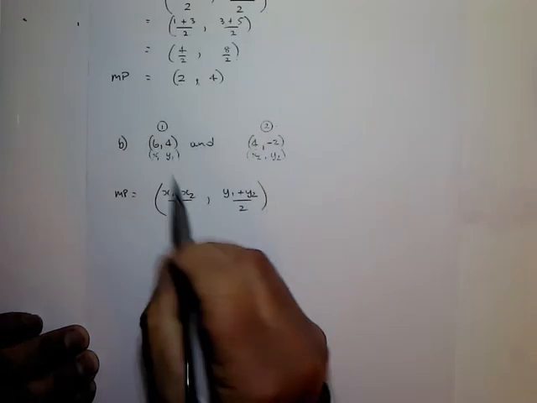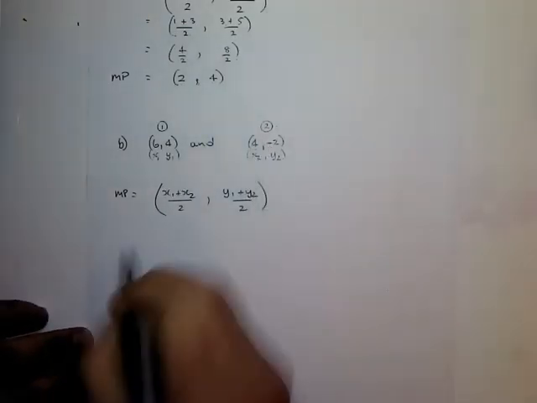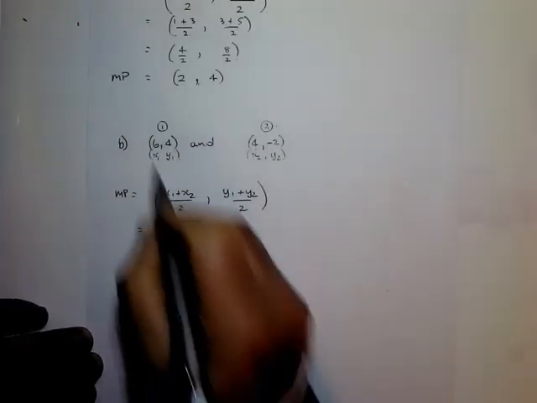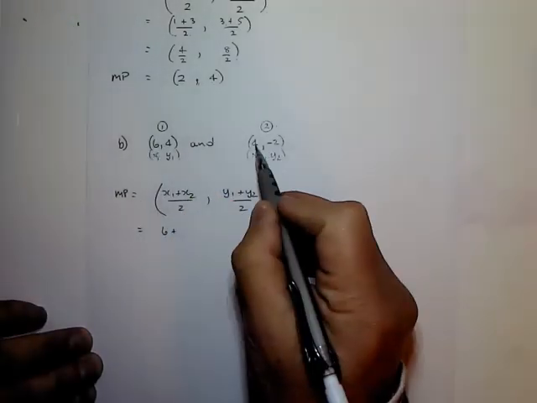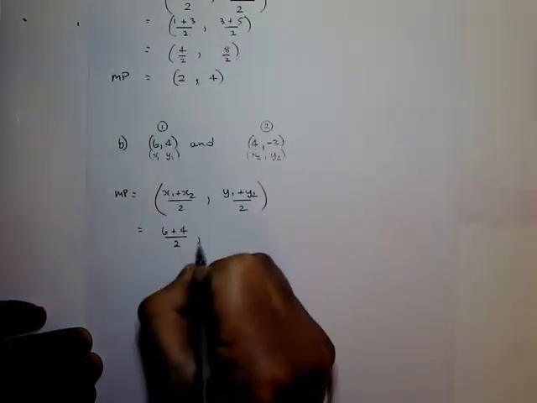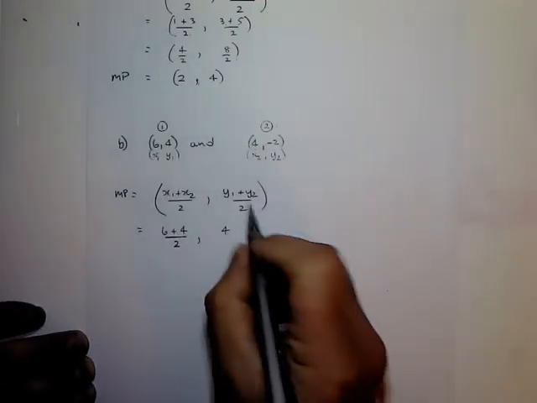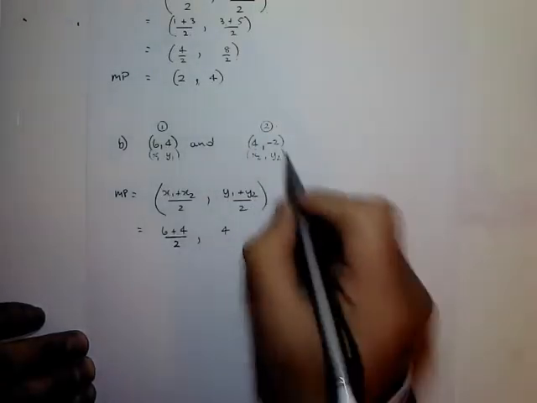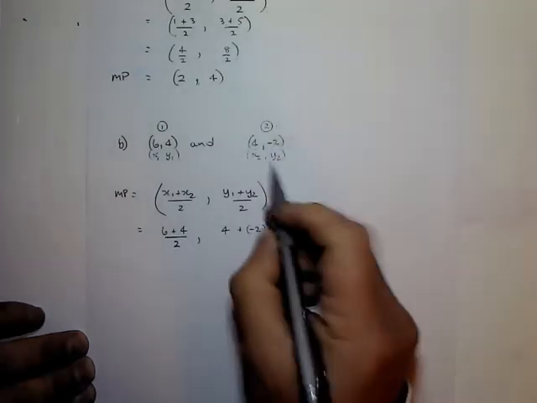If we input those values straight into that formula, we should have x1, which is 6, plus x2, which is 4, divided by 2, y1, which is 4, plus y2, which is minus 2, divided by 2.